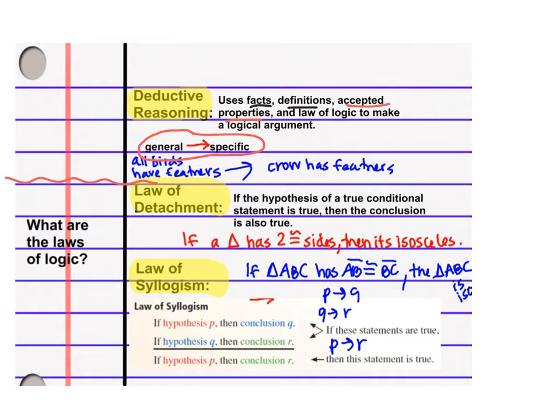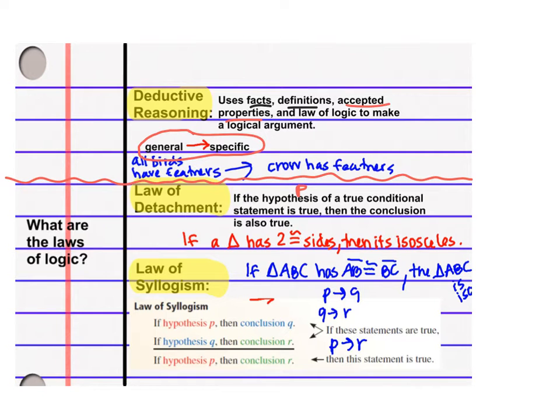All right, the laws here. And here's where people sometimes start to get a little confused. So the law of detachment. If the hypothesis, remember the hypothesis is the P, okay, and the Q is the conclusion. If the hypothesis of a true conditional statement is true, then the conclusion is also true, which I think makes sense. If you know it's a true if-then statement, and the first part is true, the second part is also true.